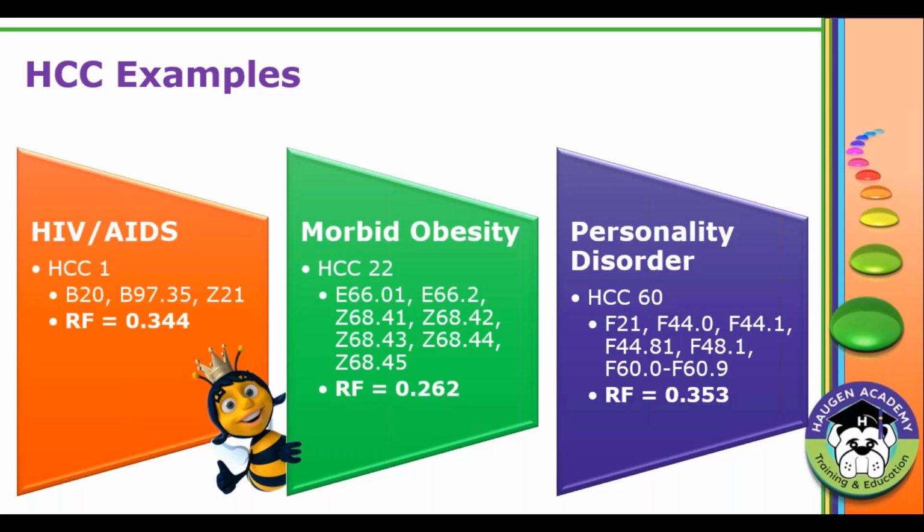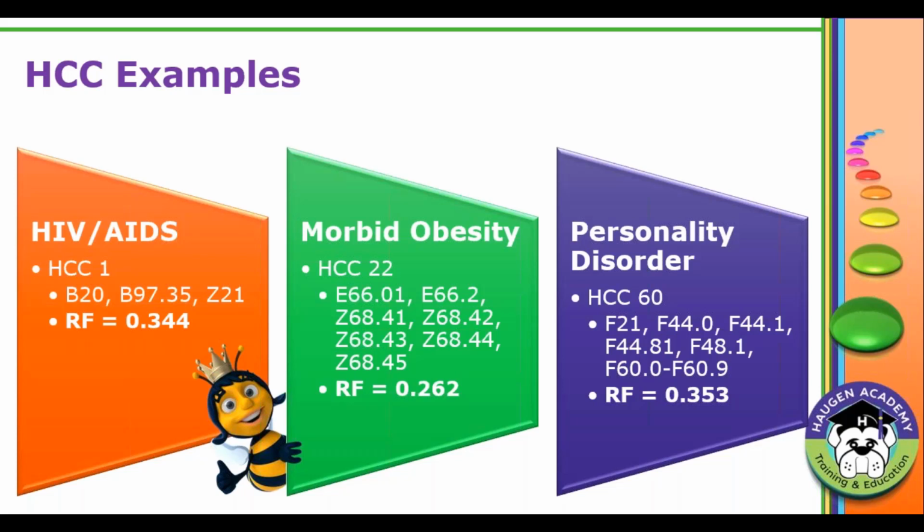In this very first one, HCC1, we just have 3 diagnosis codes that fall into it: B20, B97.35, and Z21. So kind of what you would expect. And then the risk relative factor, or the weight, is 0.344. As long as one of those diagnoses is reported throughout the year, then that relative factor weight is going to be assigned to that patient.